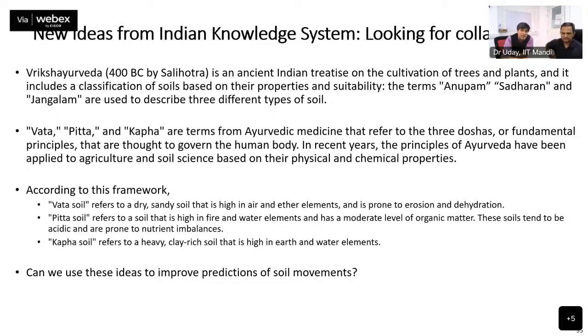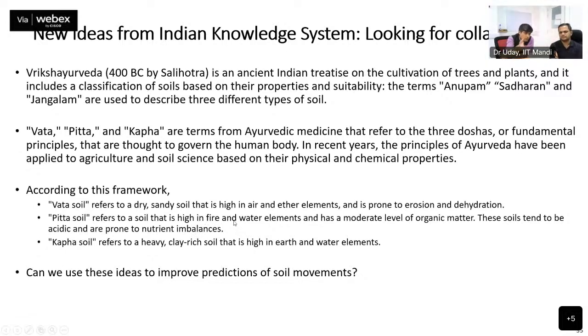and probably might slide. So what we found is that there are classifications of soils like Anupam, Sadharan, Jangalam, and we can also associate things like Vata, Pitta and Kapha, which is related to Ayurveda, of course, with the human, but with the kind of soil. So for example, Vata soil may be dry, sandy soil.